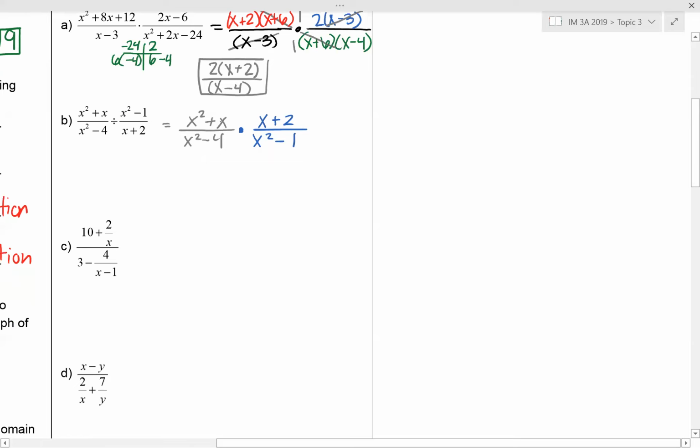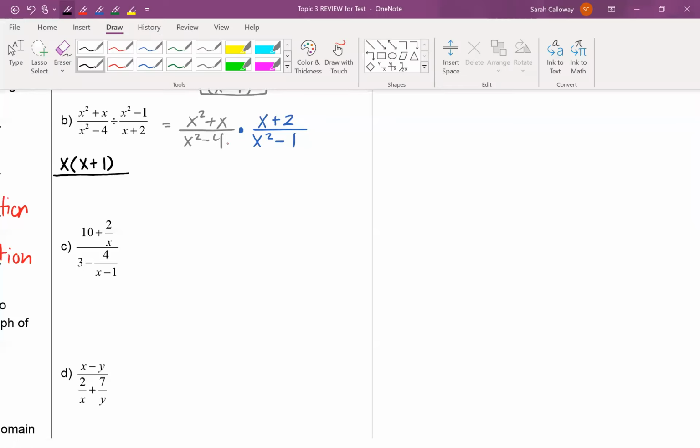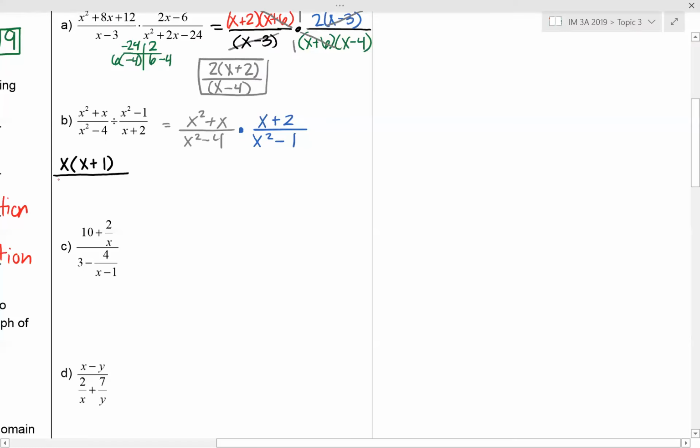So x squared plus x has two terms. They both have an x in it, so that means that we can factor an x out. And so we're left with x plus 1 if I divide x squared plus x each term by x. The denominator of this is x squared minus 4. Those are both perfect squares, so that means that this factors to x plus 2 times x minus 2, because the square root of x squared is x, and the square root of 4 is 2.